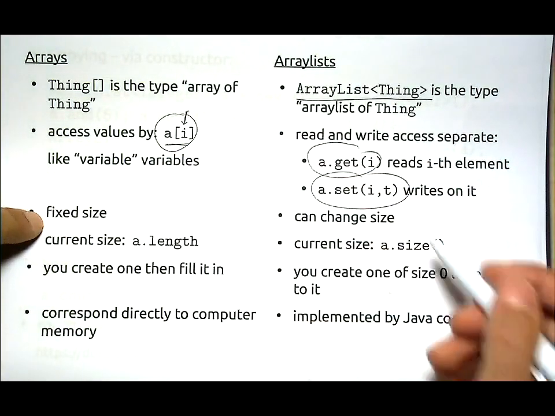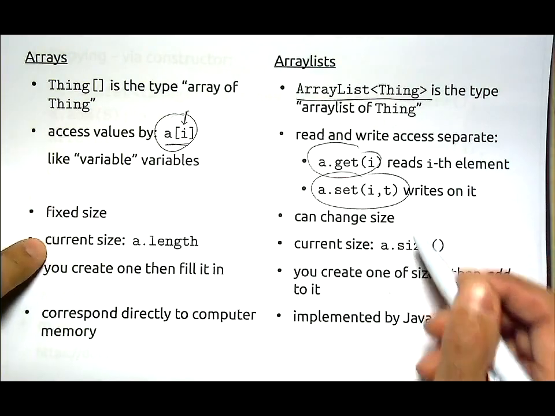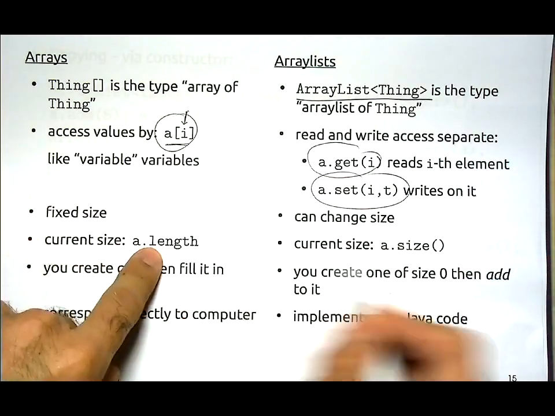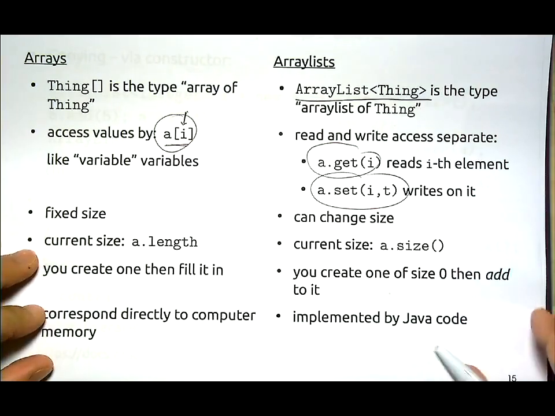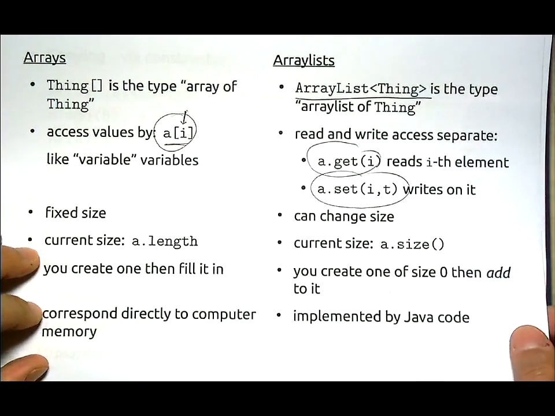Arrays have fixed size, array lists can change size, and the sizes are found with length or with the size method. And then we said that with an array, you create one and then fill in its elements, but you create it with a specific size given. Whereas array lists, you create them empty and then you add elements using the add method. And they're also implemented differently internally. Okay?